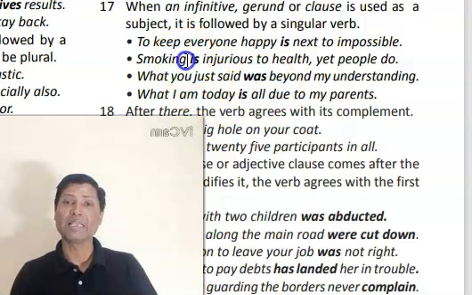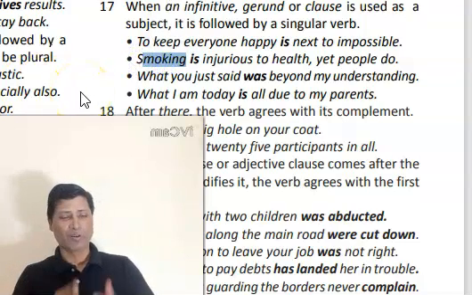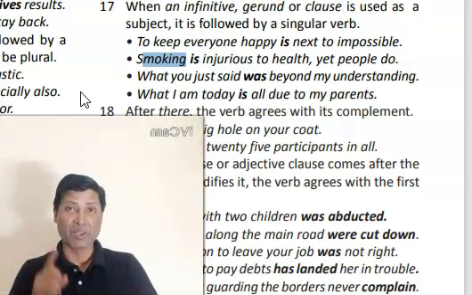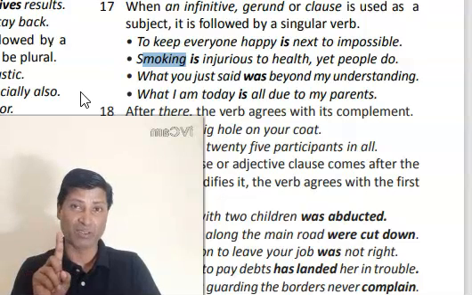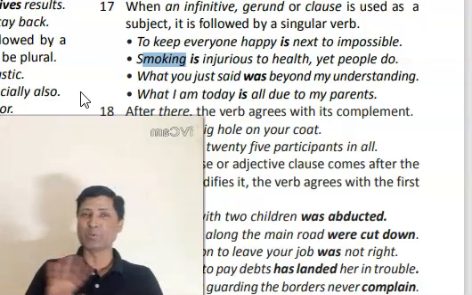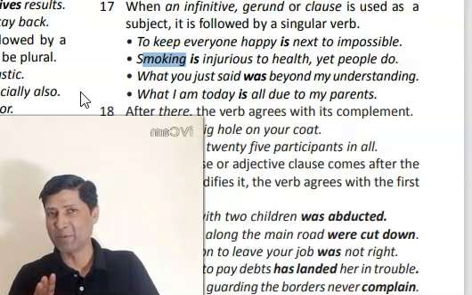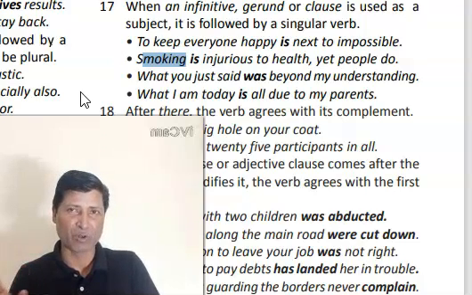Smoking is injurious to health, yet people do. That's true. Smoking, you also know that it is injurious. No smoking, no smoking. Smoking is injurious to health. So when an infinitive is used as a subject, it is singular and is followed by a singular verb.